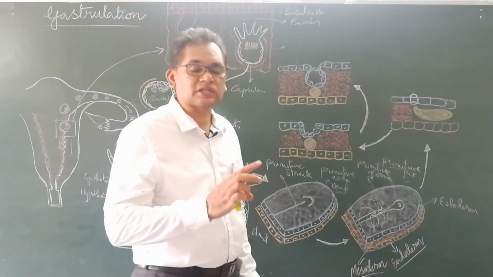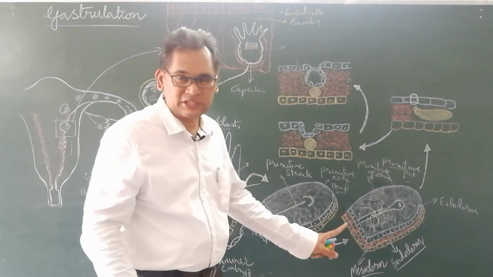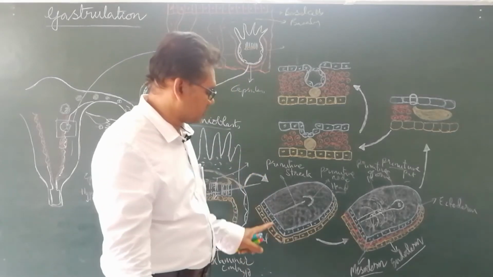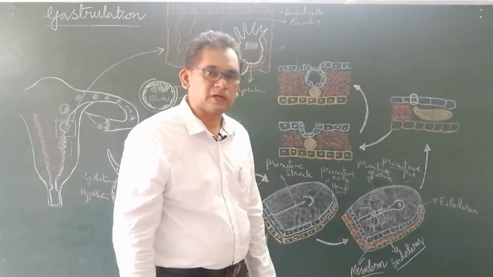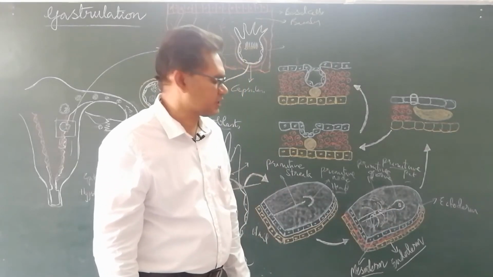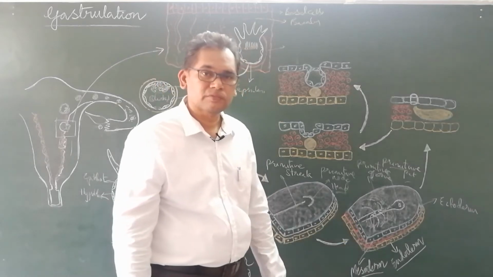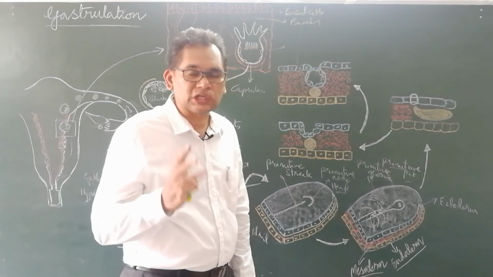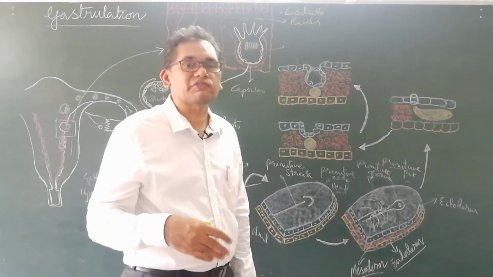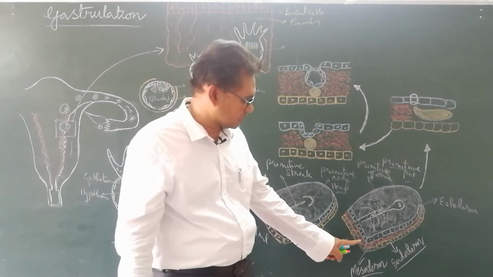This is what we call the trilaminar embryo. It is possible because of the formation of the primitive streak, primitive groove and primitive pit. Gastrulation is the process by which the 3 germ layers are formed.